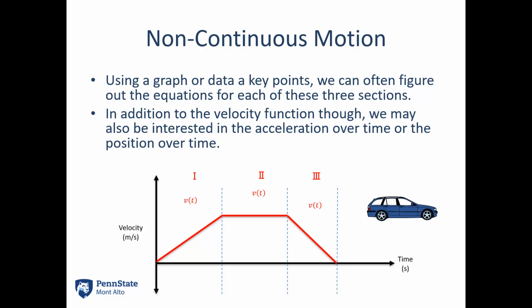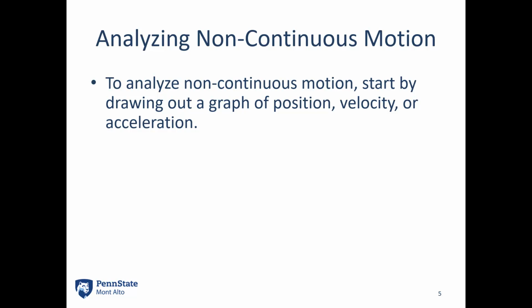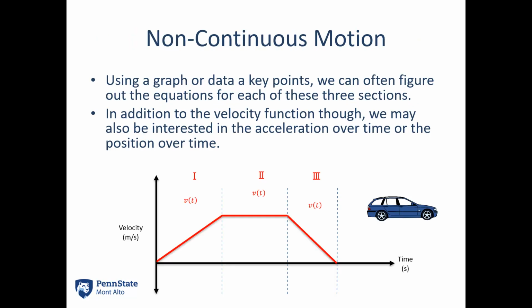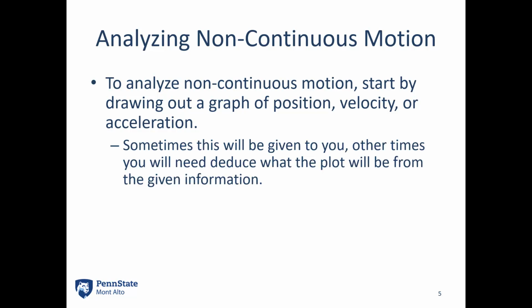So how would we figure that out when we don't have one constant equation for each of these? In analyzing this, we're going to start by drawing out the graph of position, velocity, and acceleration like we had on the slide back here. And these problems, I like to solve them in a very graphical way. So sometimes the velocity function, like the slide before, is going to be given to you. Other times you might need to figure it out based on key points that are given to you, velocity at certain times in that whole function.